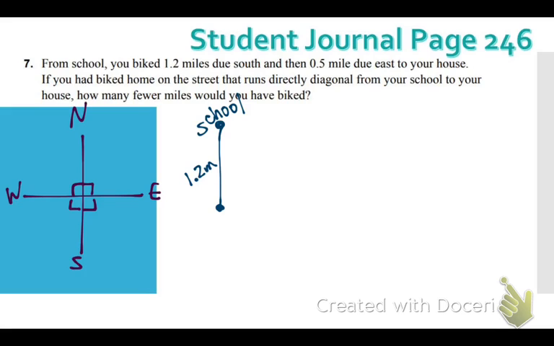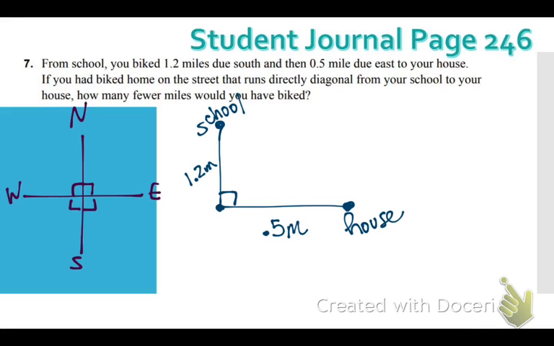And then at some point, we went 0.5 miles east, which is to the right. Since we switched from north-south to east and west, that's a 90-degree angle. This line is not drawn to accuracy, because how much further did we bike? 0.5 miles. To my house.